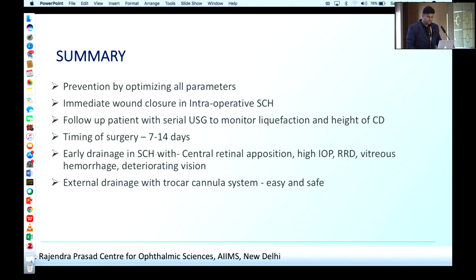To summarize, prevention is to be done by optimizing all parameters, both intraoperatively and postoperatively. Immediate wound closure is to be done in intraoperative suprachoroidal hemorrhage. Follow-up of the patients is done with serial ultrasonography to monitor liquefaction and height of CD. Ideal time of surgery, if you can wait for it, is about 7 to 14 days. Early drainage is warranted in certain conditions, which we have already discussed. And external drainage with trocar cannula system is a safe and easy method if the blood is sufficiently lysed.